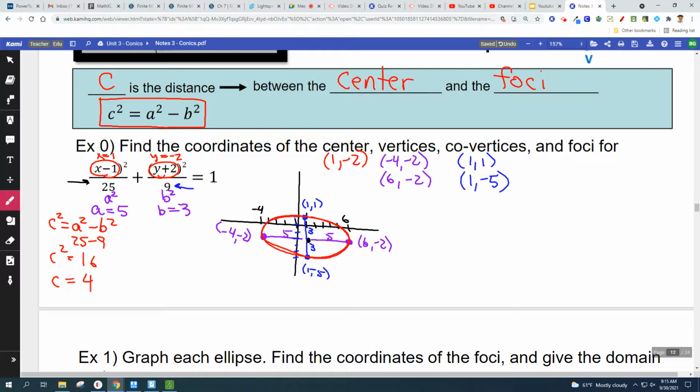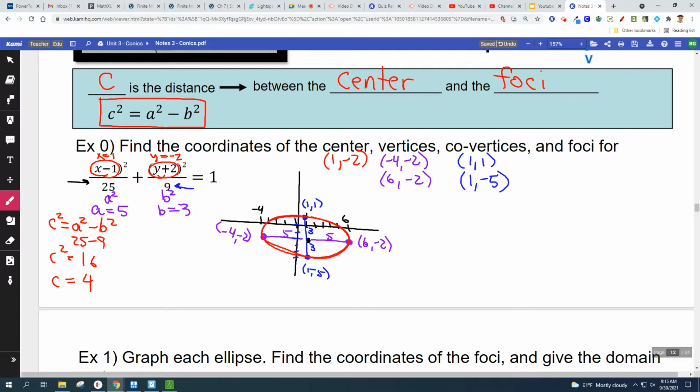Now, technically, the solution to that equation is plus or minus 4. There are two solutions to that, plus or minus 4, but we're talking about distance, and so we just use the positive version. But it's 4 away from the center. It's the distance between the center and the foci.